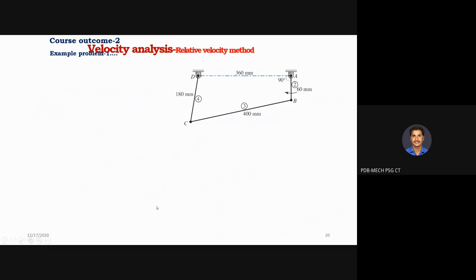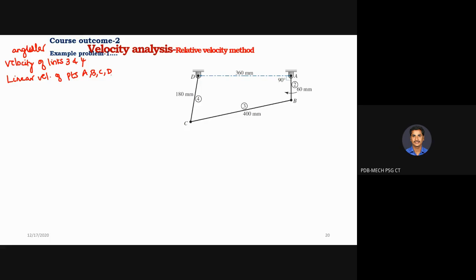Now I'm going to find out the velocities of all the points. My primary objective is to find out the angular velocity of links 3 and 4. We already know the angular velocity of link 2. Now I'm going to find out the angular velocity of links 3 and 4, and the linear velocity of points B, C, that is, the linear velocity of all the points A, B, C and D.